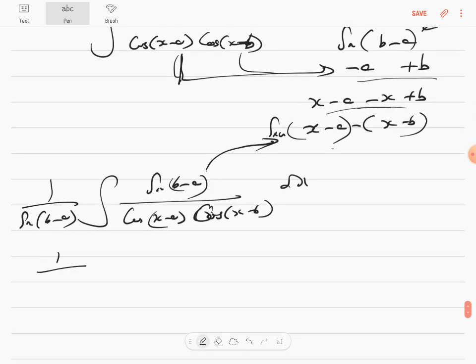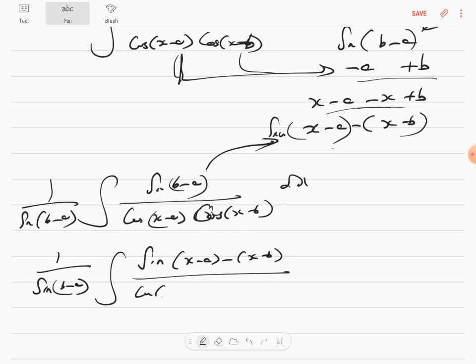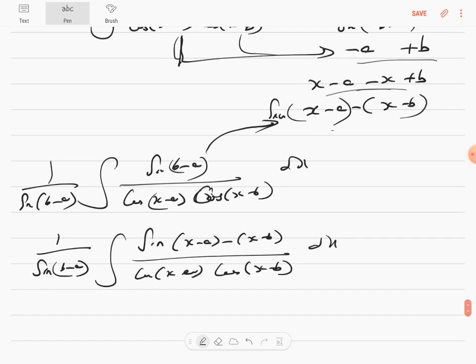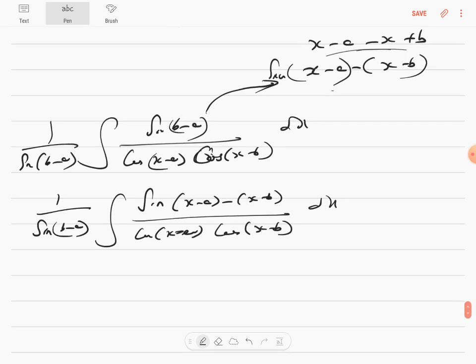So you can also replace, but don't replace outside, let it be a constant outside. Here let me bring it into sin(x minus a minus x minus b) format, by cos(x minus a) into cos(x minus b), whatever is the denominator, copy. Now this is like sin(a minus b), which is sin a cos b minus cos a sin b.